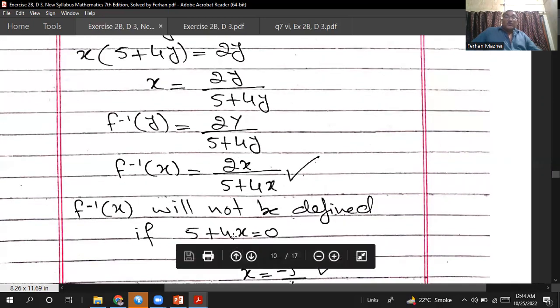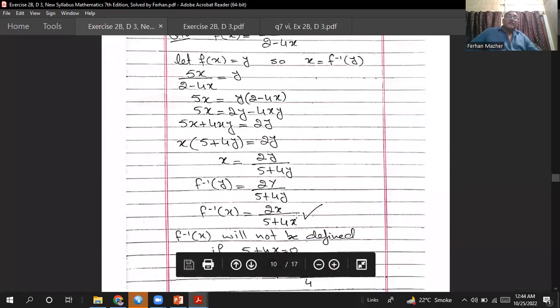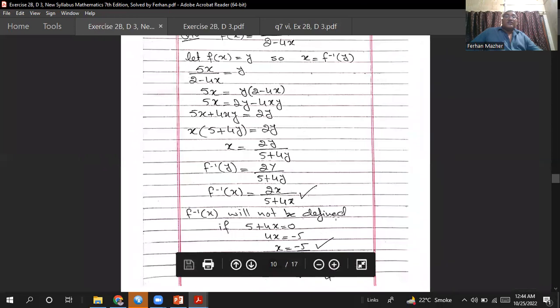So this is how you do this question. Let me reduce the size so you can see the whole question together. So this is that question.